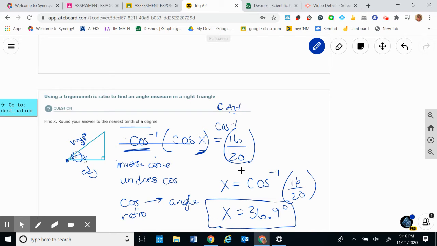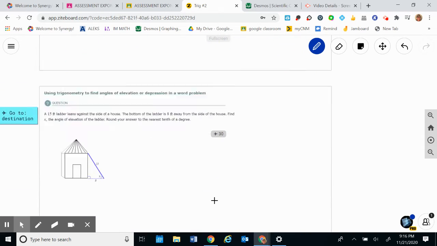Remember, okay, the angle is not going to be this teeny tiny ratio. It just wouldn't typically be. You need to go, okay, wait a minute, I don't want the cosine, I want the angle. Let's try the next problem.